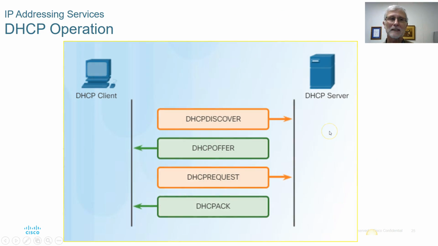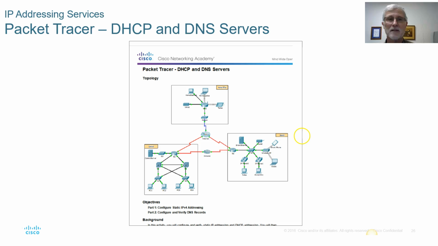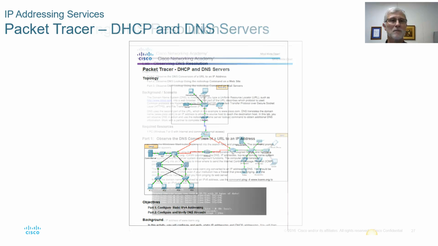The steps in this operation are DHCP discover, DHCP offer, DHCP request, and DHCP acknowledgement. What I use to remember those steps is the cartoon Dora the Explorer. Guess what? DORA: Discover, Offer, Request, Acknowledge. DORA. So that shows you the different steps in how this is supposed to take place, and you're going to do a little bit of a lab on this to understand how it all comes into play.